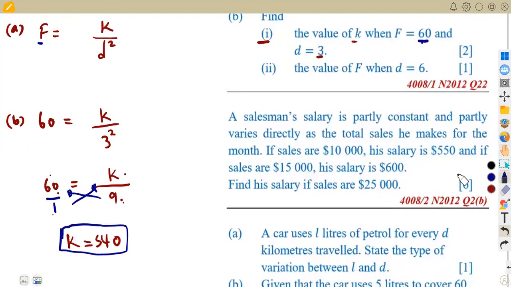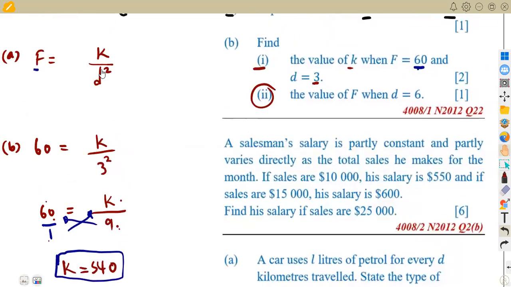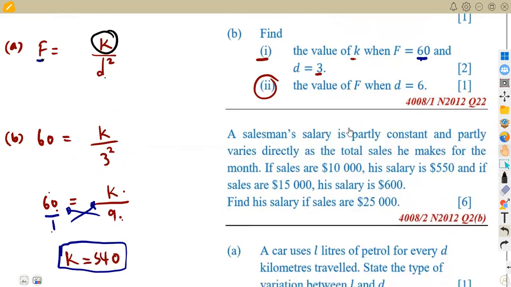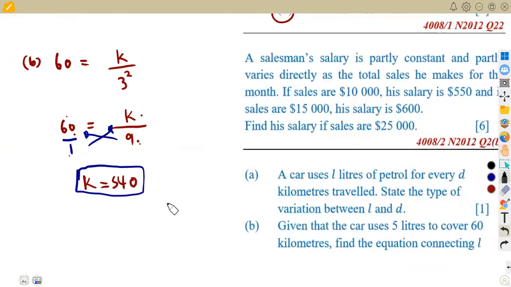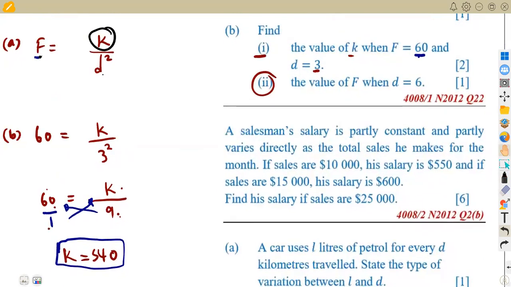Another question, now we are asked to find the value of f given that d is equal to this. So it's a continuation, but we know that we are supposed to find k first. For us to have this, we are supposed to have the relationship between f and d without k, but having k as a numerical value. So this was B item 1. All right, so let us just save that as item 1.